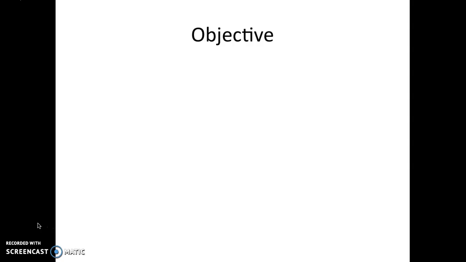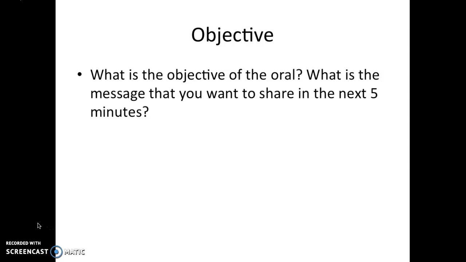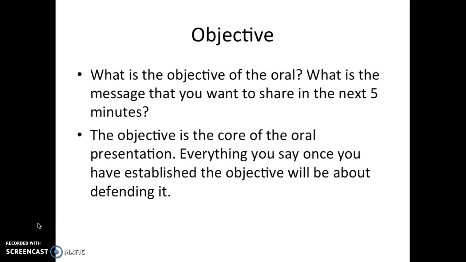So the objective. Most of you had issues with the objective. Ask yourself, what is the objective of the oral presentation? What is the message that you want to share in the next 5 to 7 minutes? The objective is the core of the oral presentation. Everything you say, once you've established the objective, will be about defending it. Keep this in mind. All the elements that you include will be about defending it. Even the hook, everything is related to the objective.